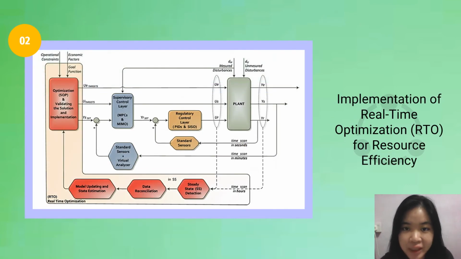Apart from that, real-time optimization or RTO systems can also be implemented within the control system for resource efficiency. The main goal of implementing RTO into the control system is to maintain the process operation at its optimum point by taking into account the profitability of the whole operation in terms of the operating conditions as well as environmental regulations that need to be adhered to by the operation.